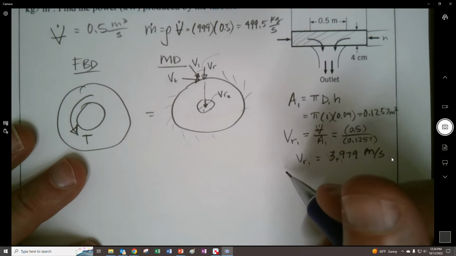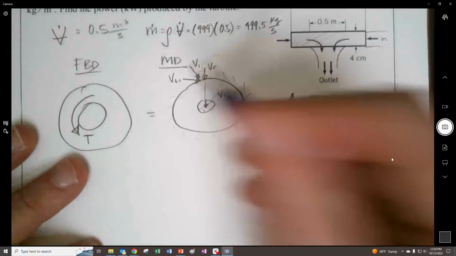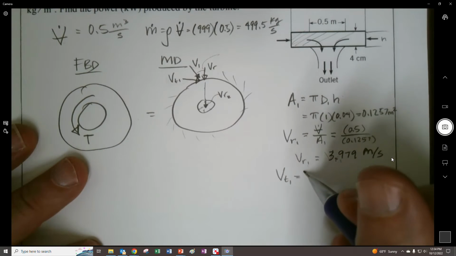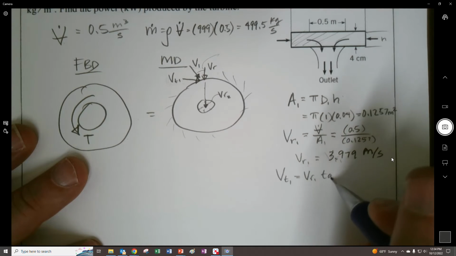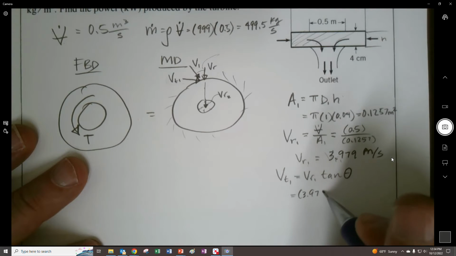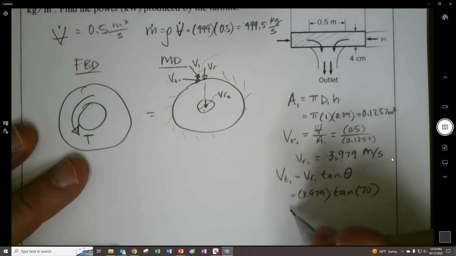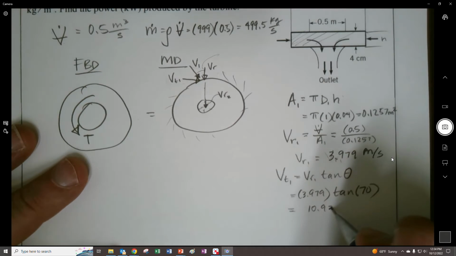Therefore, we will multiply. So we can get the tangential velocity of the thing coming in as VR1 times the tangent of the angle provided, or 3.979 times the tangent of 70 degrees. And so that's going to be a larger number, 10.93 meters per second.